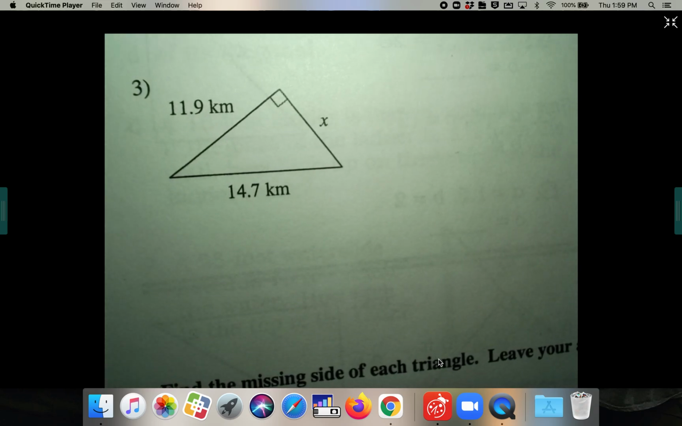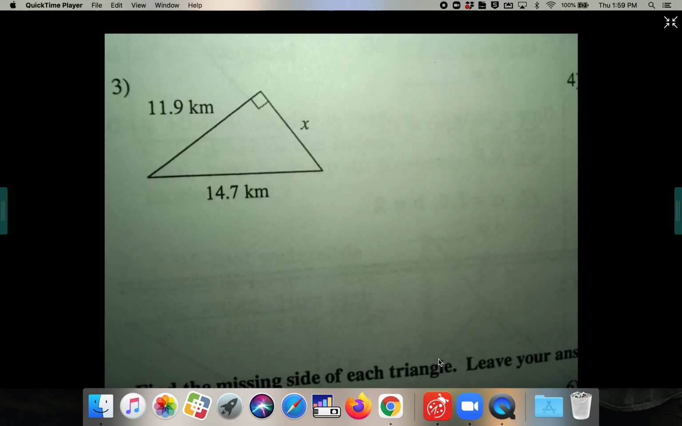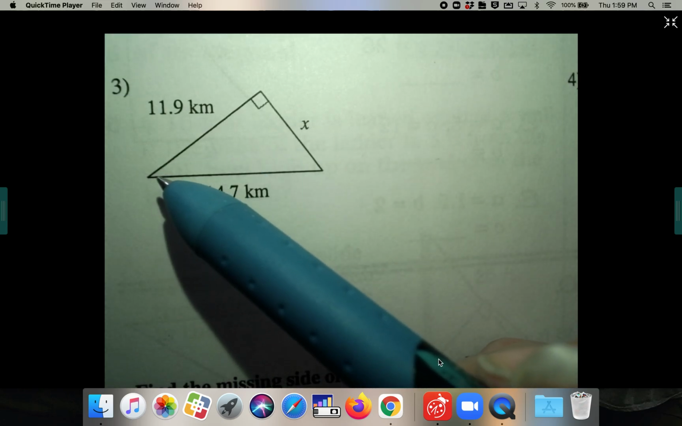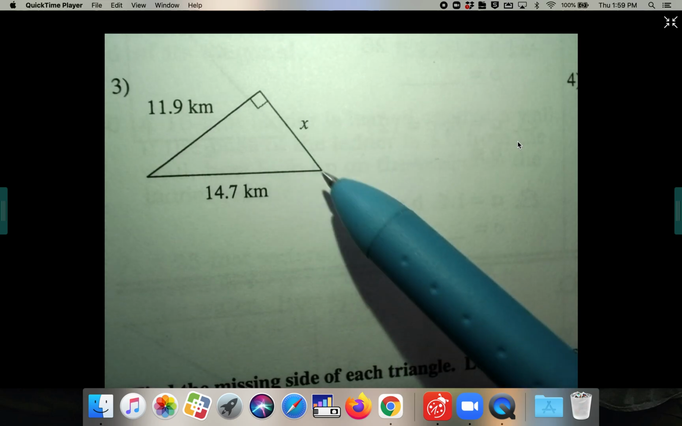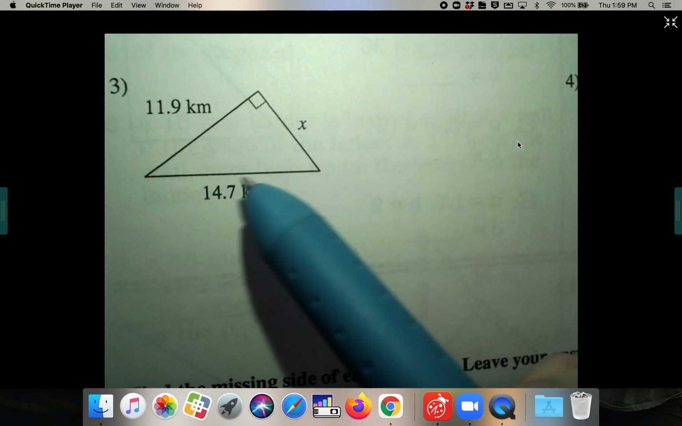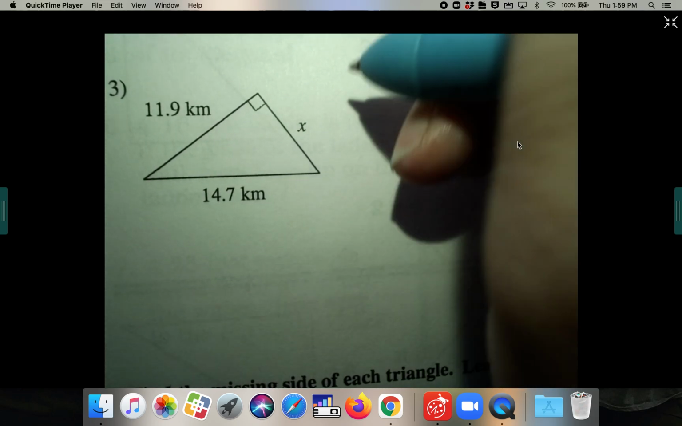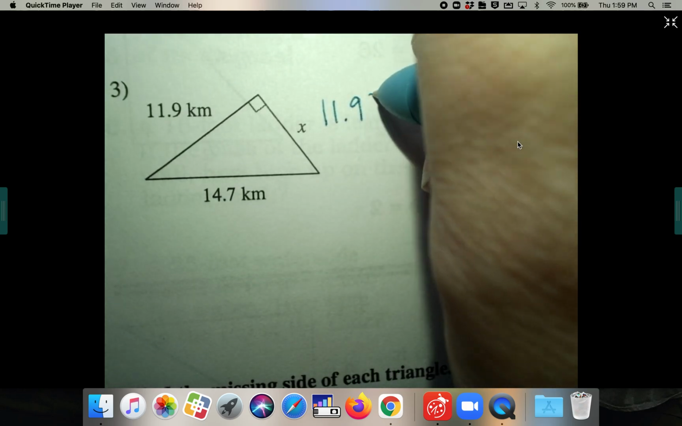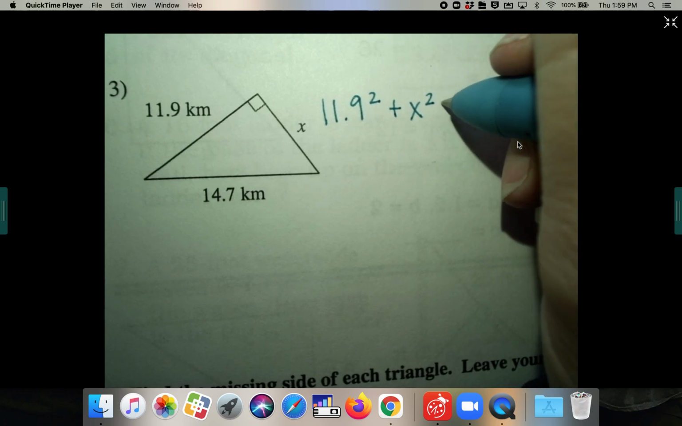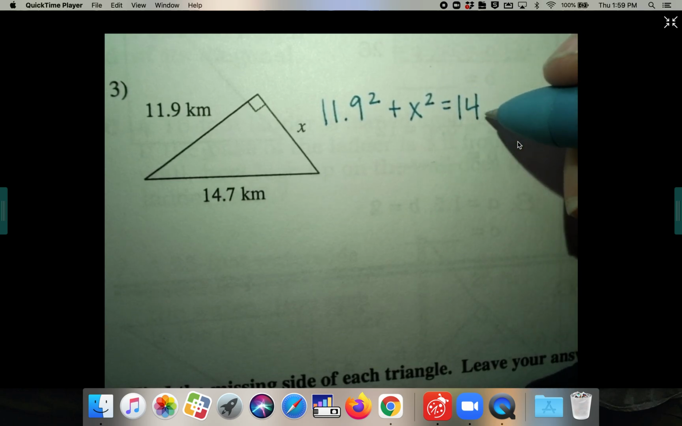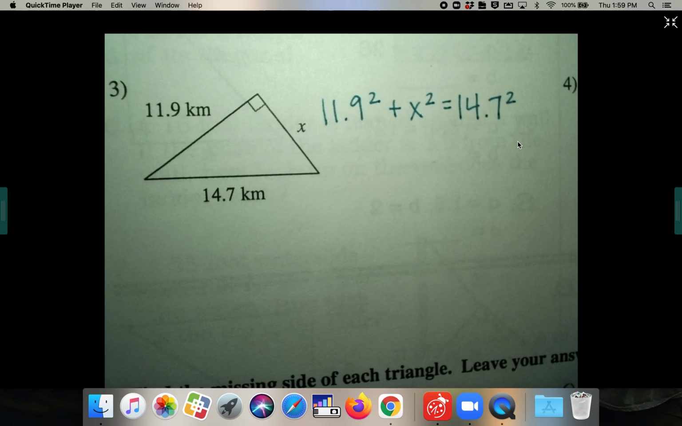Then we get into some decimals, which are still going to be equally easy because you're going to use your calculator, but they're not as easy to calculate in our head. What I see is we have a leg, and we're missing the other leg, but we have the hypotenuse. So I'm going to put 11.9 squared plus an unknown squared for the other leg, equal to the hypotenuse, which is 14.7 squared.